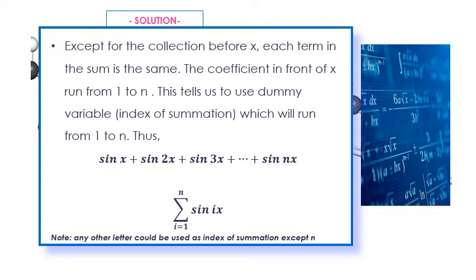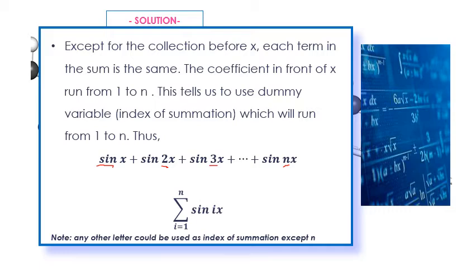So, except for the operation before x, the sine function, each term in the sum is the same. So, the coefficient in front of x runs from 1 to n. The only thing that changes here is the coefficient of x. Here there is 1, here 2, here 3, then up to n at the end. So that is the only thing that changes in our problem. The coefficient in front of x runs from 1 to n.